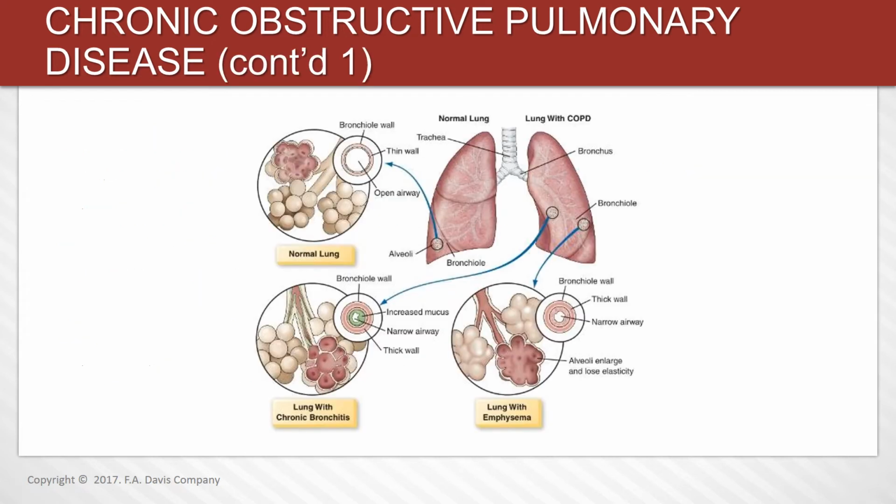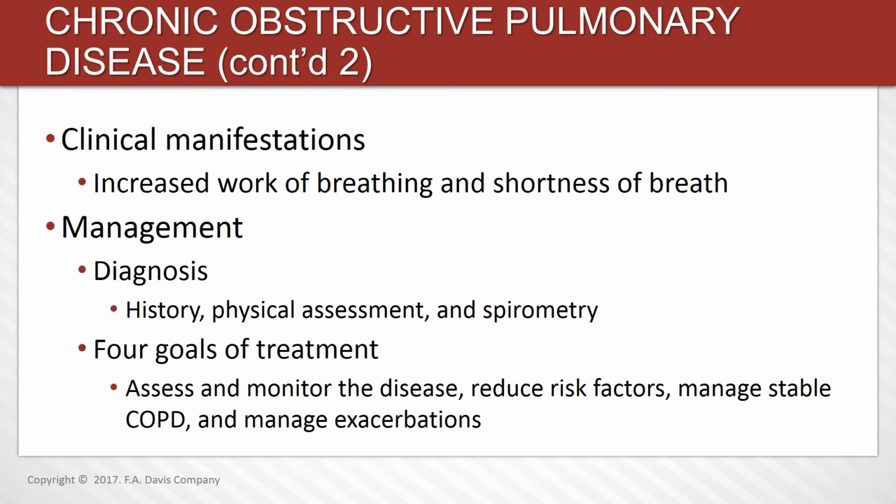Next slide. So this is just a graph showing you the destruction in the alveoli in emphysema versus chronic bronchitis, right? So the normal lung versus the lung of a COPD. That's what you're looking at. Next slide.